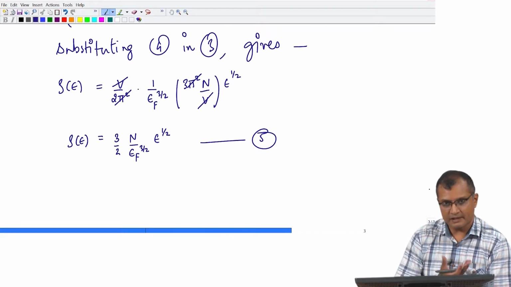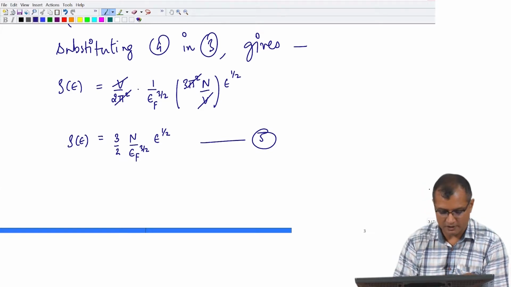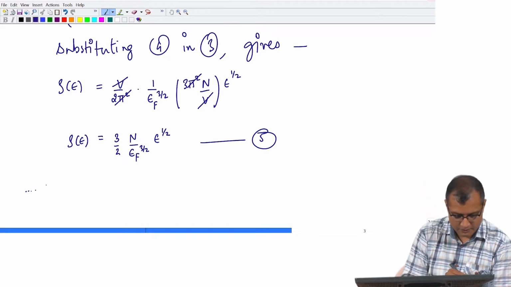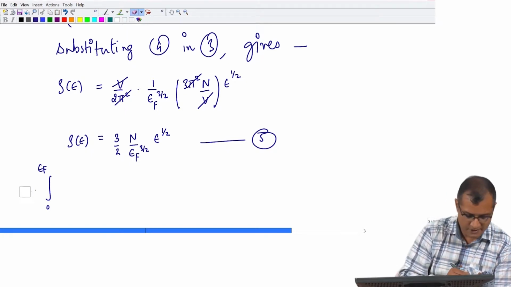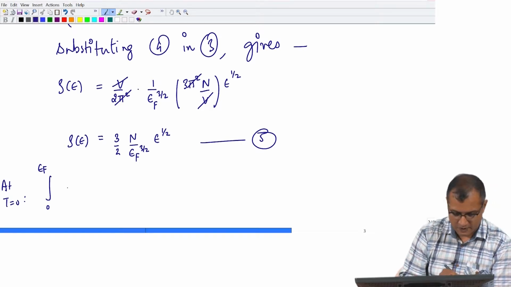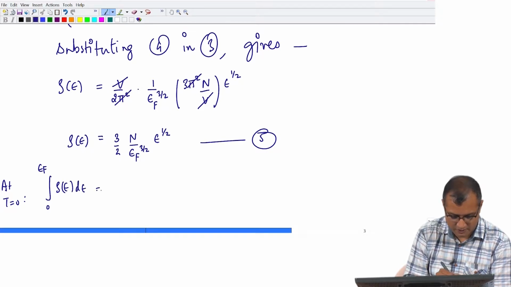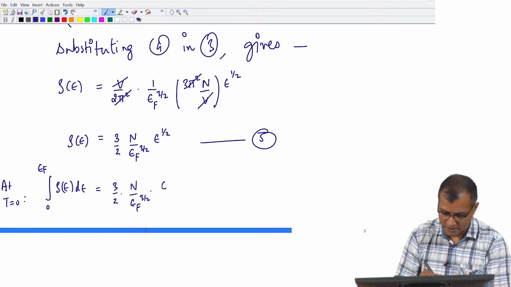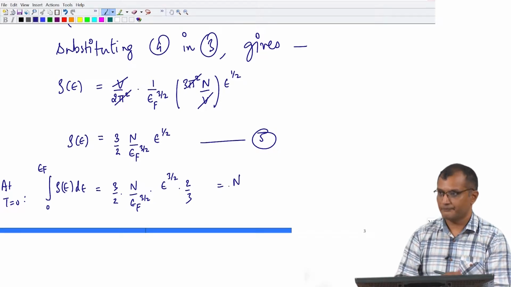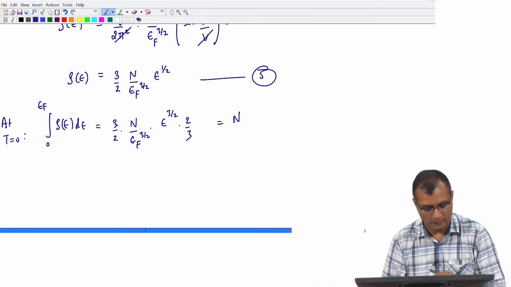Right. So, you can easily say this is the right expression, because if I integrate this rho E over the entire range at T equal to 0, I will just get n. It is very easy, you can just check. This will give me nothing but 3 by 2 into n upon EF to the power of 3 by 2, and when square root of E is integrated, it gives you E raised to 3 by 2 into 2 by 3. So, this is nothing but n. So, my expression of the density of states is correct. Okay.